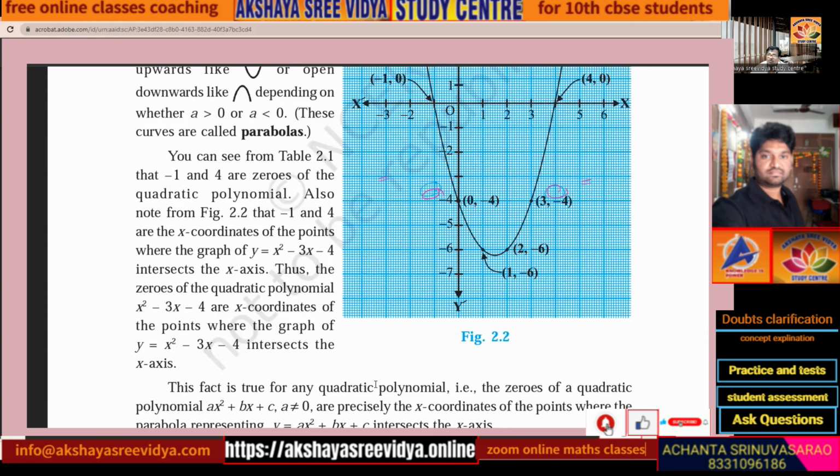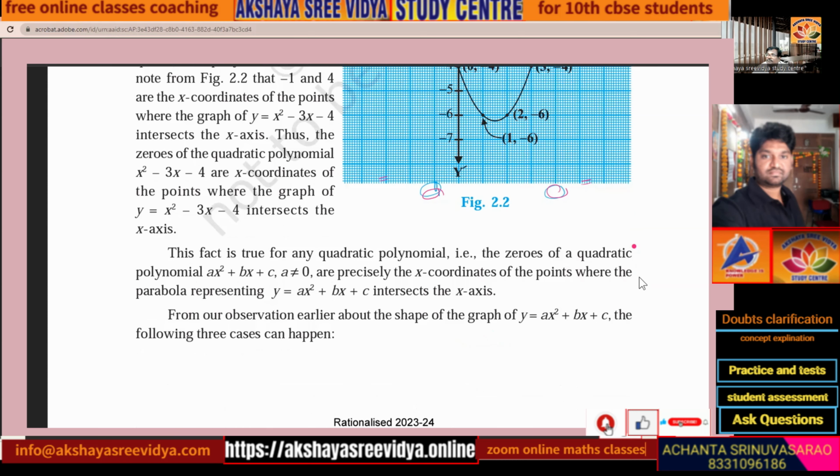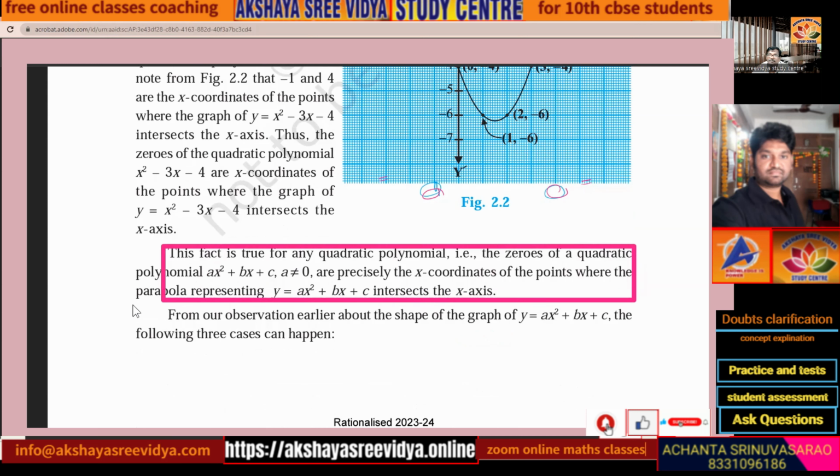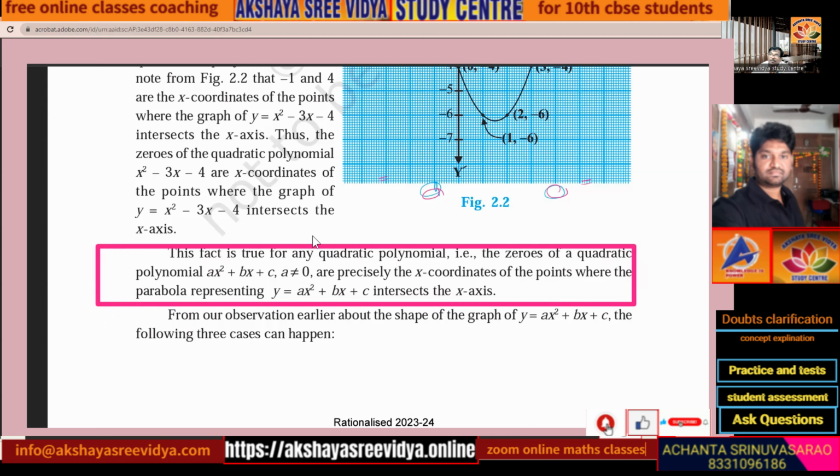This fact is true for any quadratic polynomial, that is, the zeros of the polynomial ax square plus bx plus c, a not equal to 0, are precisely the x coordinates of the points where the parabola representing y is equal to ax square plus bx plus c intersects the x-axis. Which is very important.